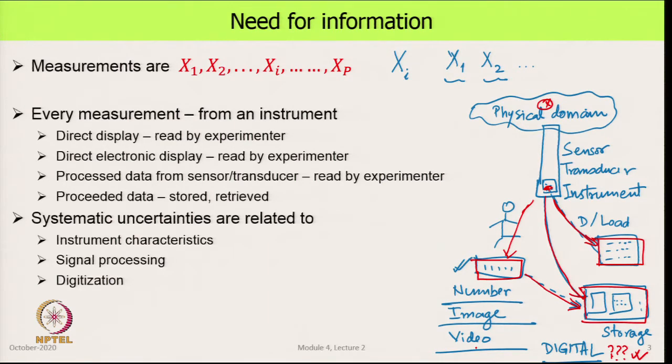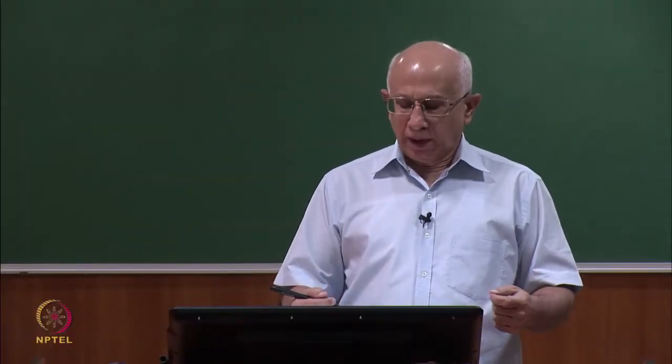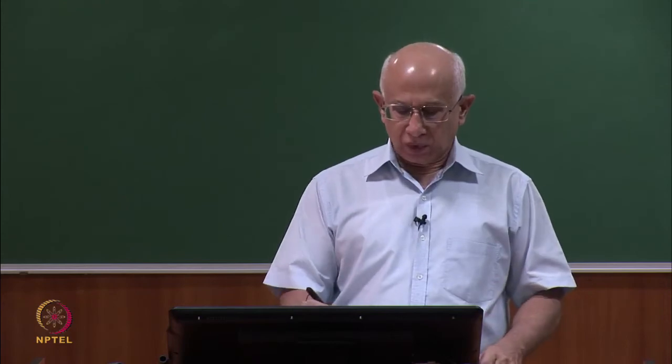So, what we have seen here is that every measurement from an instrument could give a direct display which is read by the experimenter. Now, this could be something like using a scale, that we put the scale to measure, say, the width of a sheet of paper, and directly we read it out from there. So, that is a direct display.